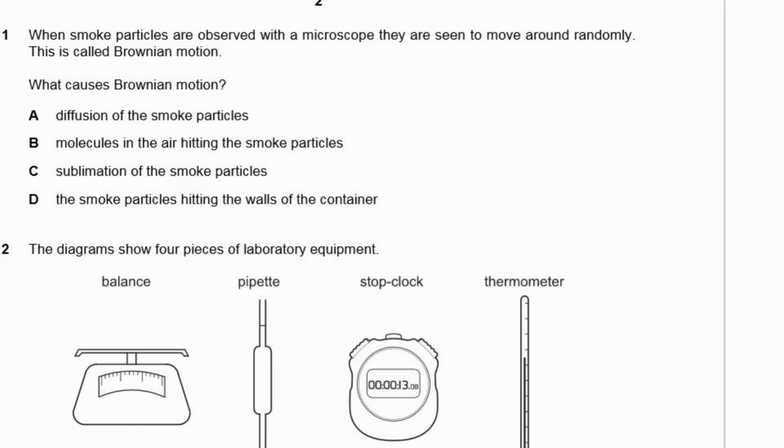Okay, so Brownian motion can happen even if there's no container, so it's not D. Sublimation of smoke particles, well, it happens pretty much at any temperature other than absolute zero, so no, it's not sublimation. And molecules in the air hitting smoke particles. That sounds like a good option because smoke particles are the things you can see, but there's other molecules in the air like oxygen and nitrogen and carbon dioxide and things like that. So that looks like a good answer. And diffusion of the smoke particles, there doesn't have to be a concentration gradient to have Brownian motion, so it's not that. So the answer for this question is B.